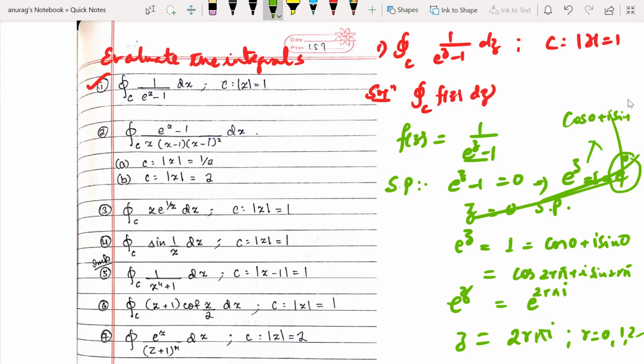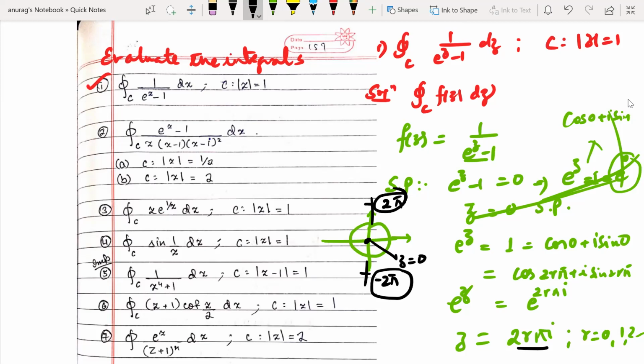So you can see that if you draw the curve mod z equal to 1, the first singular point z equal to 0 is in the center and it is inside the circle. What about the second singular point? That is 2 pi i, on the y-axis, and minus 2 pi i on the negative y-axis. So these points are outside the curve. These are singularities, but not lying inside the given curve. Therefore, we cannot include these singular points. So the only singular point we have to deal with is z equal to 0.